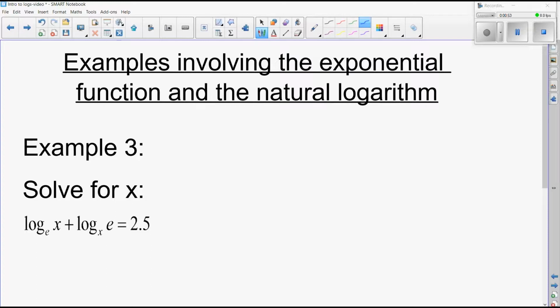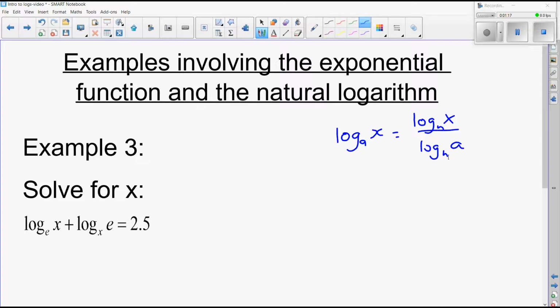If I had log of x to the base a, I can change from base a to a suitable base, so it becomes log of x to the new base. Let's call the new base n. So this becomes log of x to the new base over log of a to the new base.